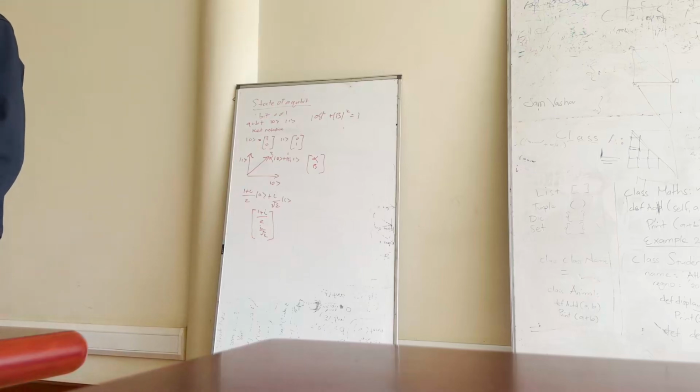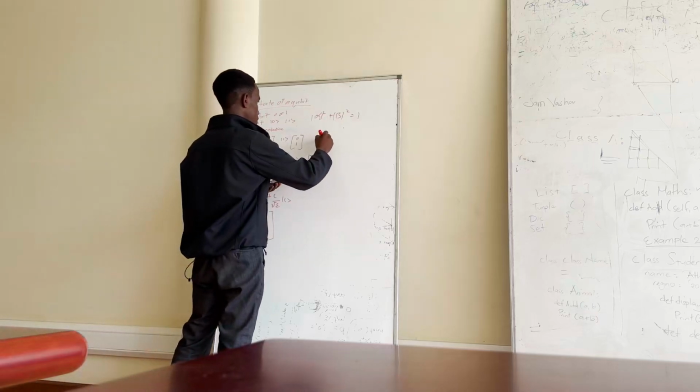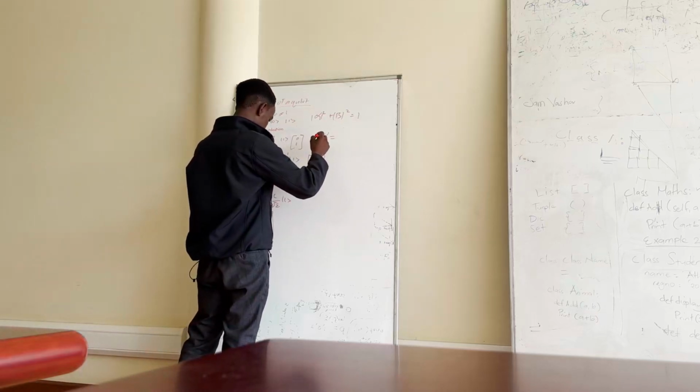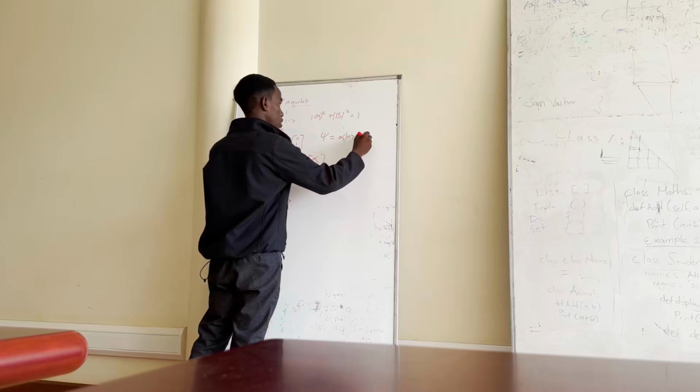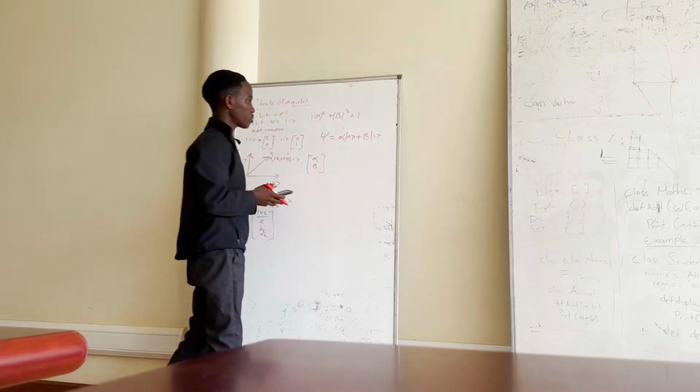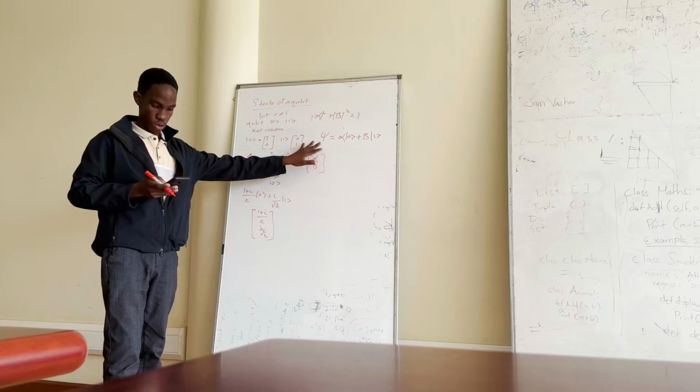Then lastly, this can be represented by an equation. The state of a qubit can be represented by an equation. So this can represent the state of a qubit.